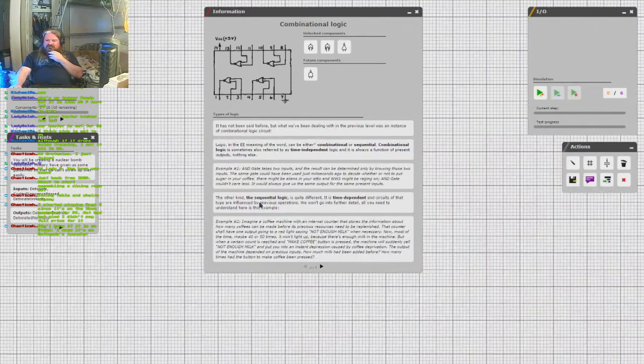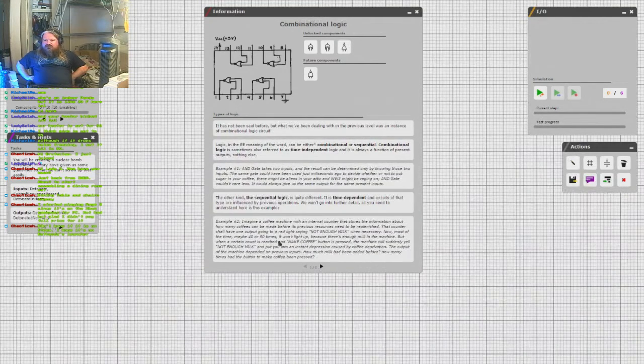The other kind, the sequential logic, is quite different. It is time dependent, and circuits of that type are influenced by previous operations. We won't go into further detail. All you need to understand here is this example. Imagine a coffee machine with an internal counter that stores the information about how many coffees can be made before its precious resources need to be replenished. The counter shall have one output going to a red light saying not enough milk when necessary.